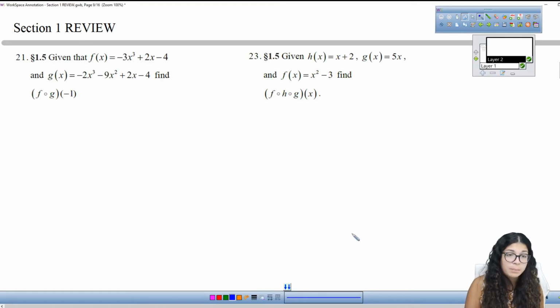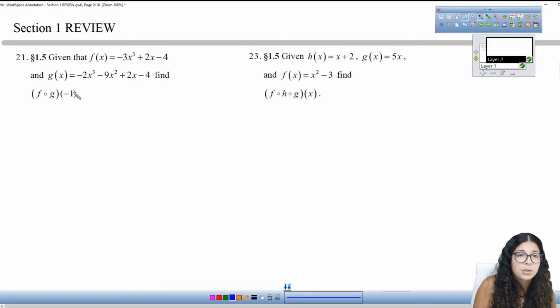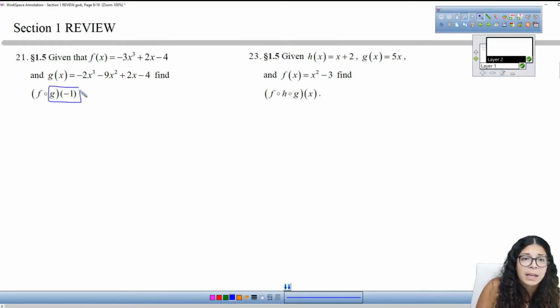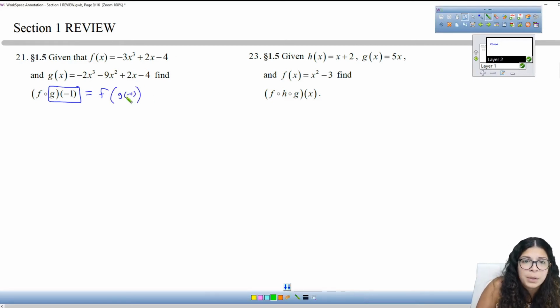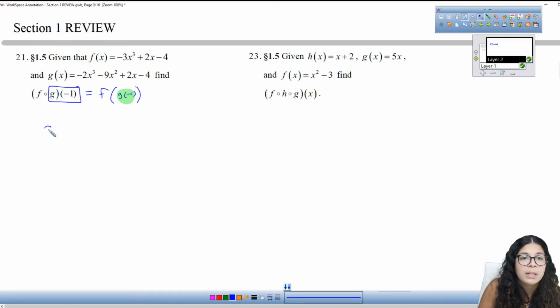So for 21, we are finding f of g of negative 1. Now remember, with composition, you do need to find g of negative 1 first. And if you want to rewrite that as f of g of negative 1, so that you can see that the input you are plugging into f is the output g of negative 1. So what is g of negative 1?